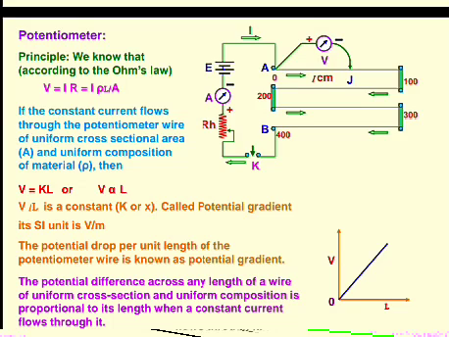Its SI unit is volt per meter. The potential drop per unit length of the potentiometer wire is called potential gradient. From the above analysis, V is proportional to L. It means the potential difference across any length of wire of uniform cross section and uniform composition is proportional to its length when a constant current flows through it. When we draw the graph between V and L, we get a straight line as shown in the figure.